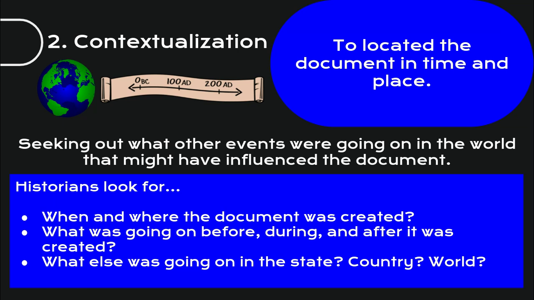Seeking out what other events were going on that might have influenced the document. So what was going on in the United States at the time that could influence this message to Congress by President Jackson? Historians look for when and where the document was created, what was going on before, during, and after it was created, and what else was going on in the state or in the country or across the globe at the time. What events were happening?